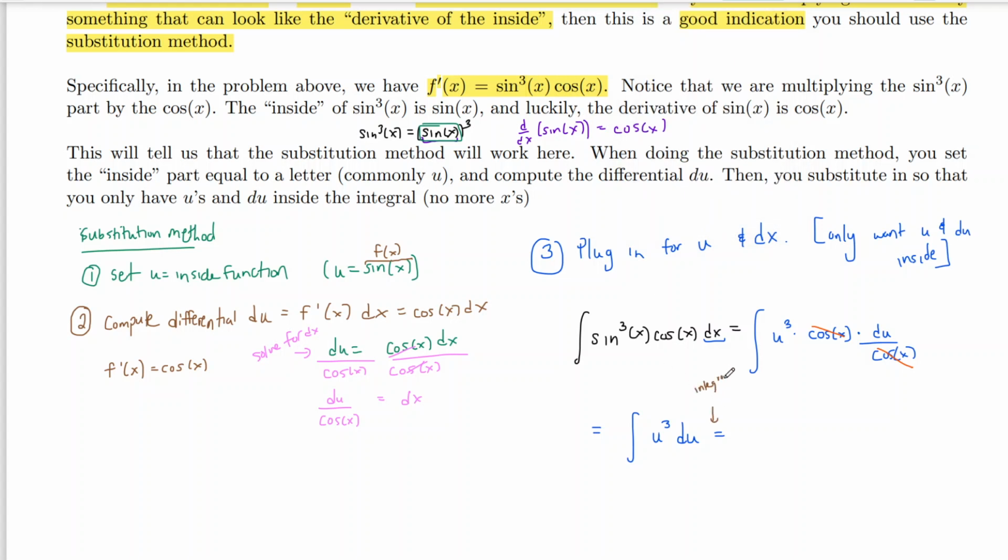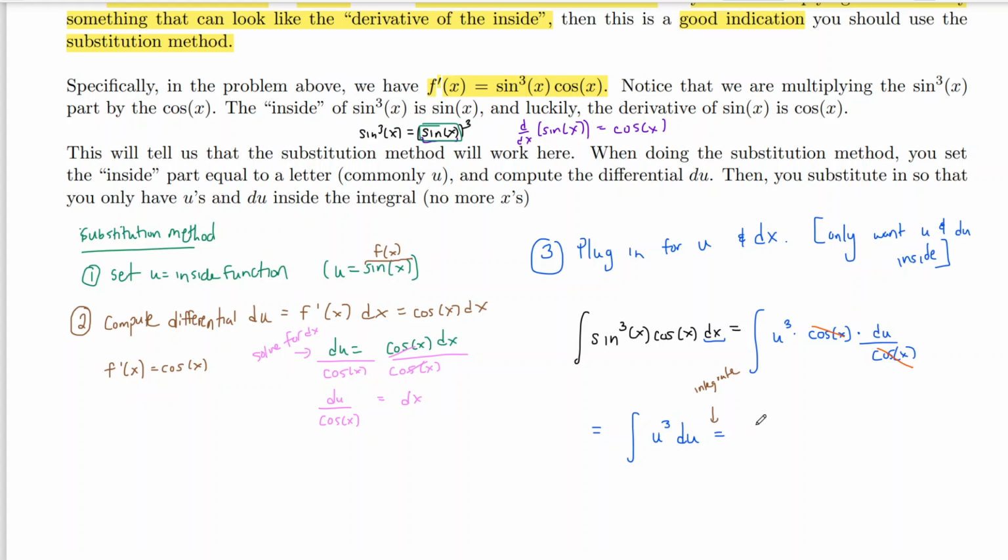So just because we're using a different letter from the beginning doesn't mean we can't do it. The important thing is that you have a u cubed and you have a du. If you had u cubed but with dx, you can't do it. It doesn't make any sense. You have to make sure you plug in both parts.